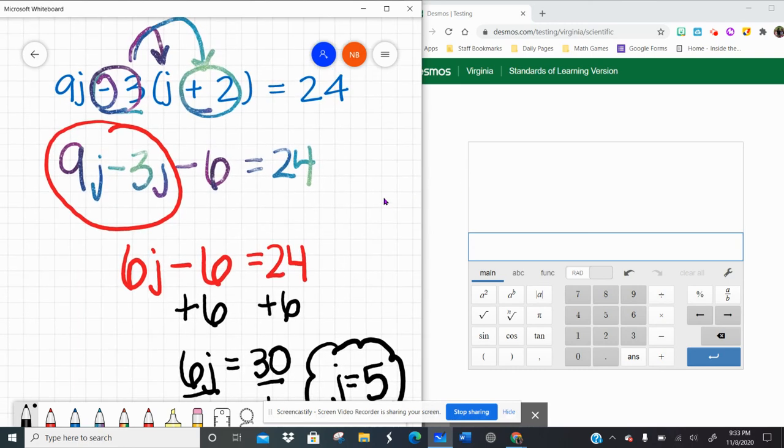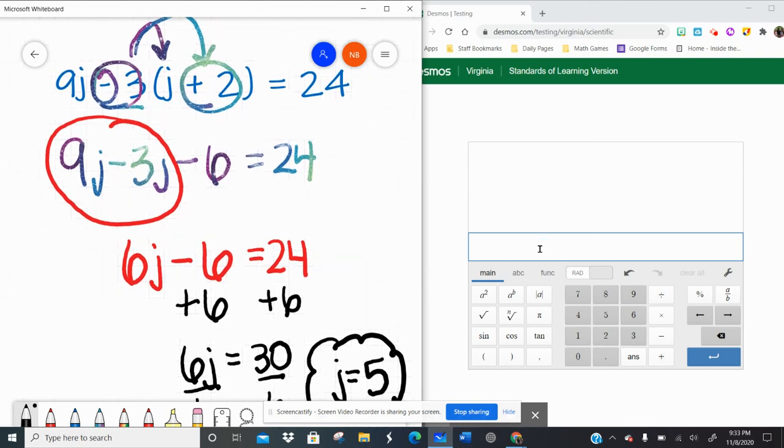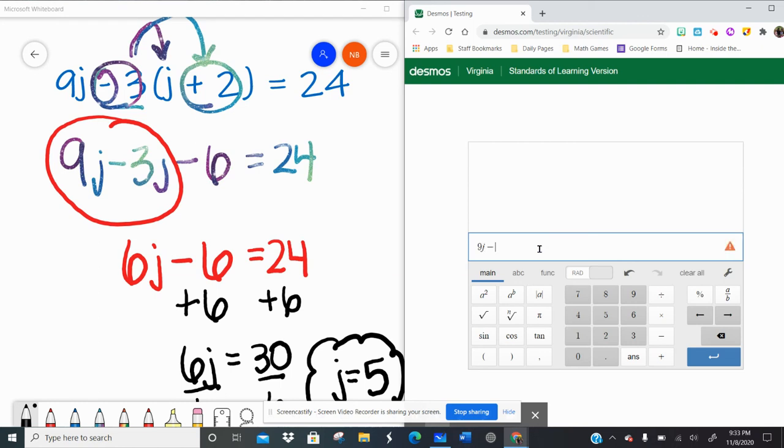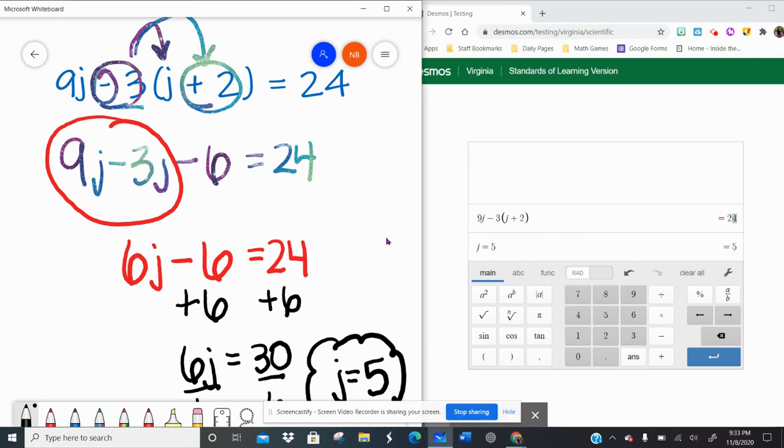So let's double check that we're correct. Let's type it back in. 9j minus 3, parentheses, j plus 2, and I close that parentheses. Now I tell the calculator j equals 5. And boom, I get my answer, 24, which means I am correct because I'm basically a genius.